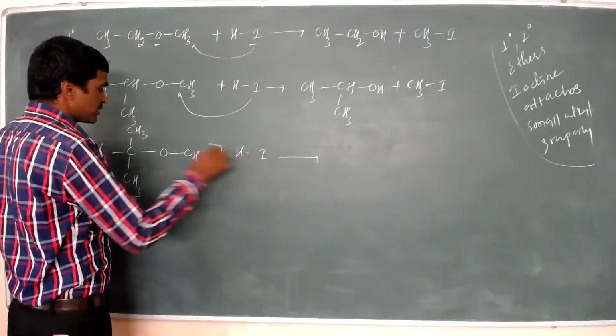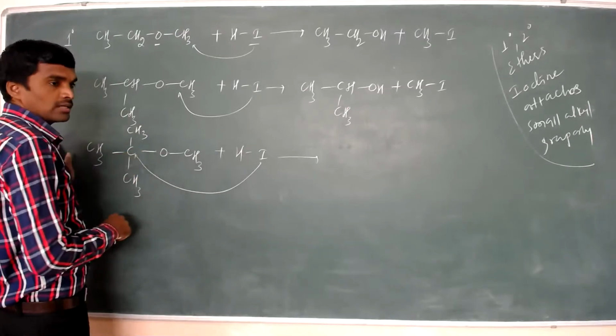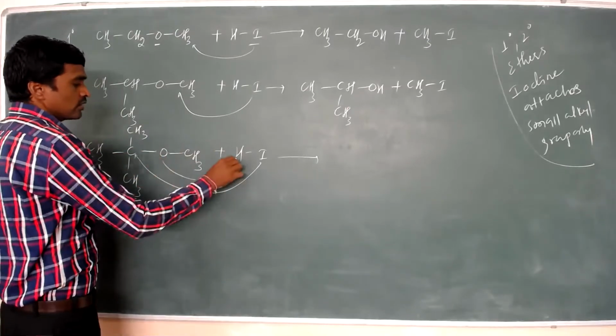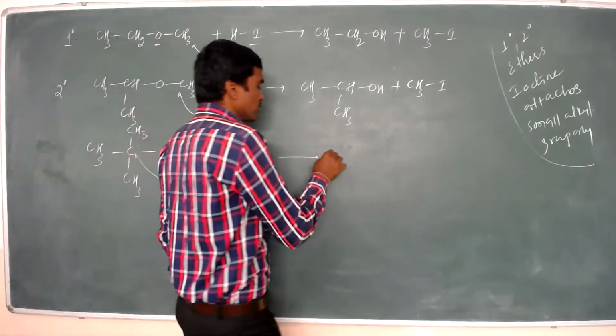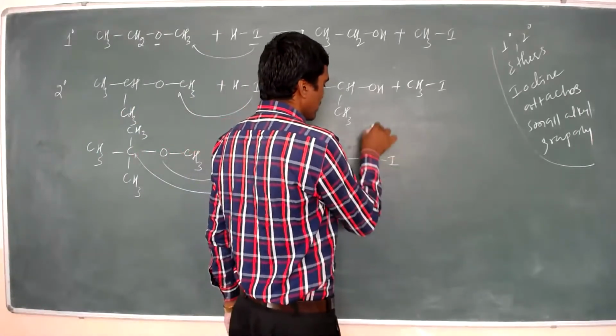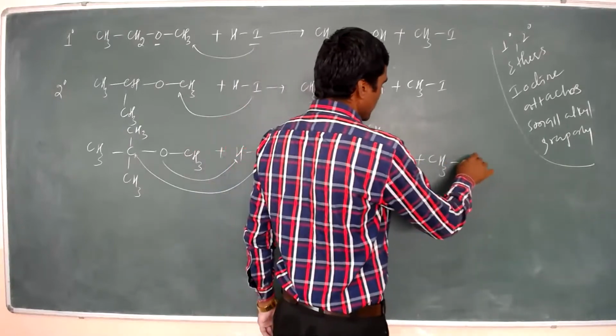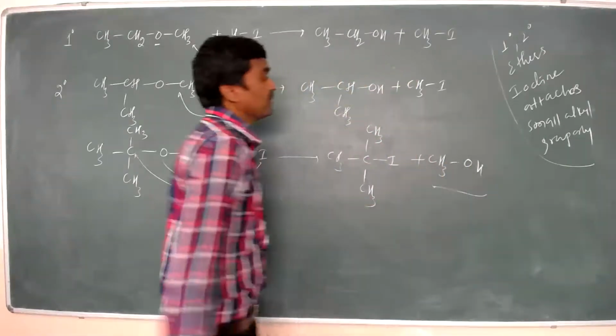This iodine group is attached to the large alkyl group, and hydrogen is attached to the small one. So why? Because the CH3 plus CH3OH, methanol, will be formed.